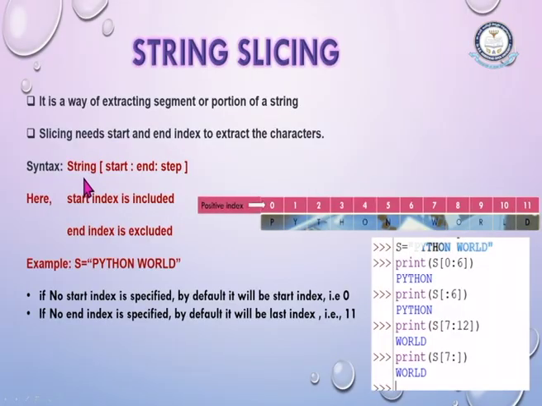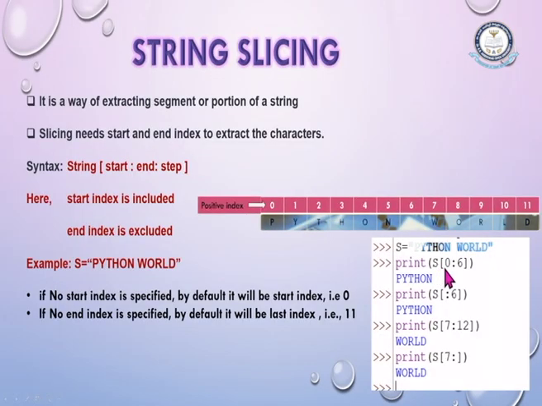Now let us see how to extract only a particular portion. As I told you, to extract a particular portion of the string, we need the start index as well as the end index. For example, here s of 0 colon 6: the start index is 0 and the end index specified is 6. That means from the 0th index character to, not the 6th index character. The 6th index is not included, it is excluded. So we are going to fetch the characters from the 0th index to the 5th index only.